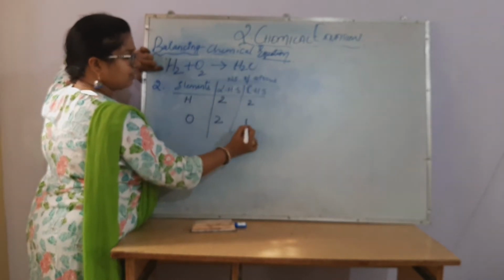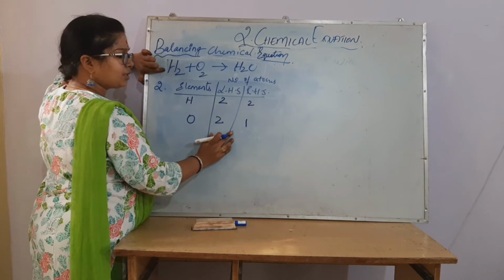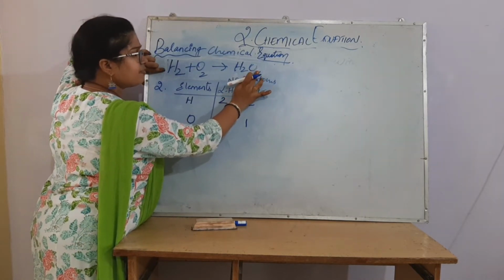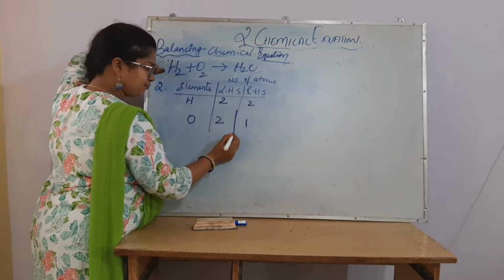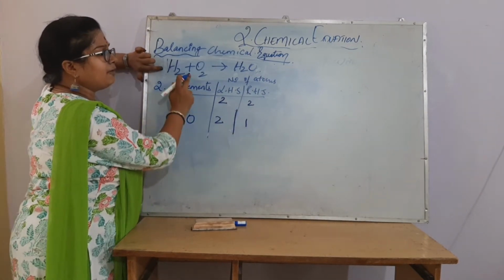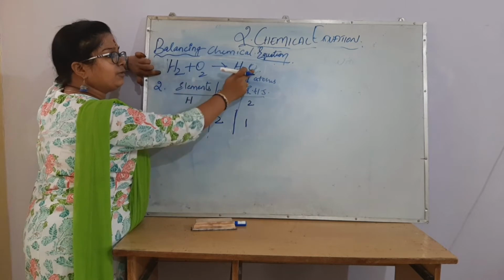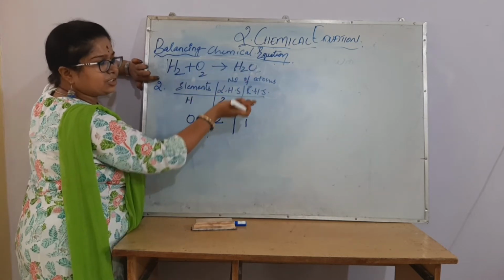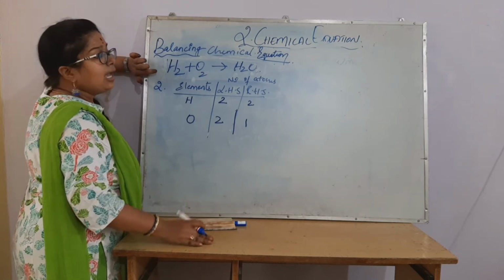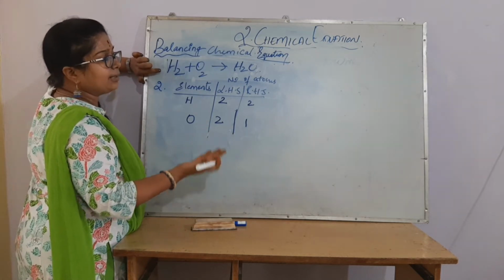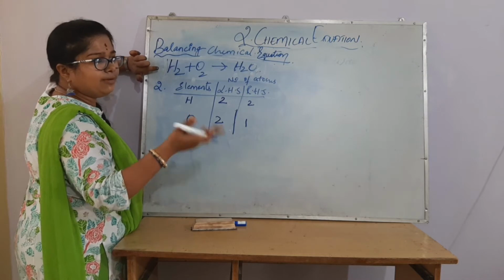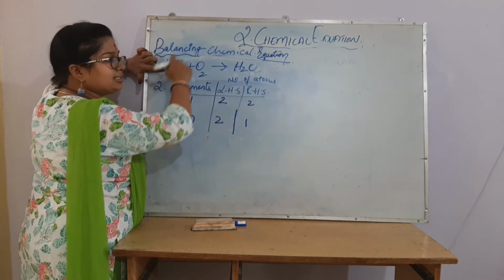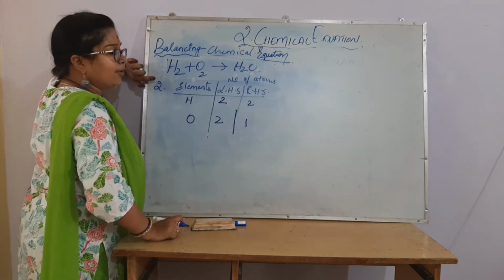Here 1, isn't it? So I need to make the number of atoms on the left hand side equal to the number of atoms on the right hand side. The masses are the same, isn't it? After the reaction or before the reaction, they should be the same. Atoms can neither be created nor destroyed during a chemical reaction. How many atoms are there on the left hand side, the reactant side? That many should be there on the product side also.